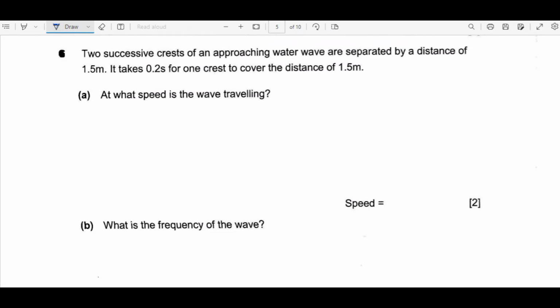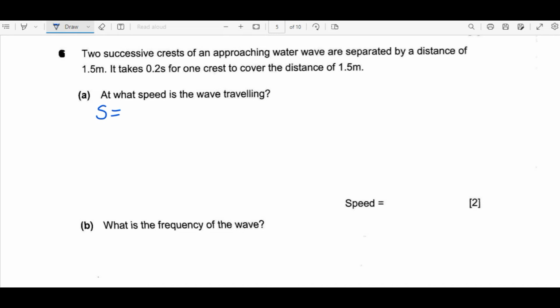Then question 6: two successive crests of an approaching water wave are separated by a distance of 1.5 meters. It takes 0.2 seconds for one crest to cover the distance of 1.5. Then question A, at what speed is the wave traveling?